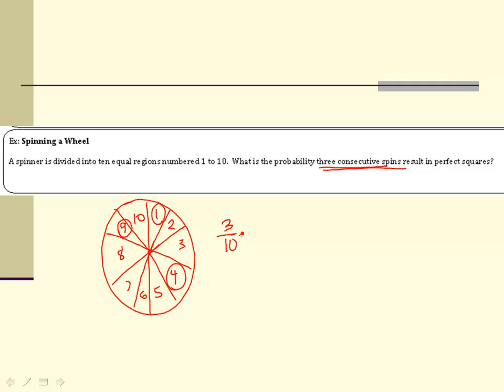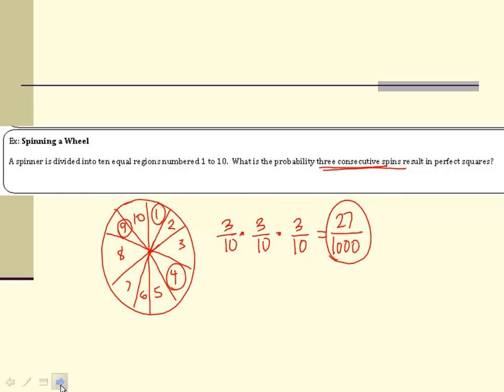Because I'm spinning again, and it won't matter what I got in the first one, my probability again is 3 out of 10. And on the third spin, again, my first 2 spins don't matter. My probability is 3 out of 10. So I get 27 out of 1,000, which cannot be reduced, so there's my probability. And again, because your spins do not affect what happens at the other spin, they are considered 3 independent events, because my first spin doesn't affect my second spin, which doesn't affect my third spin.